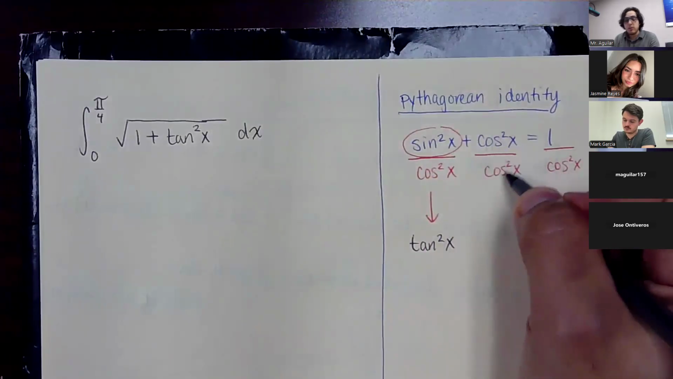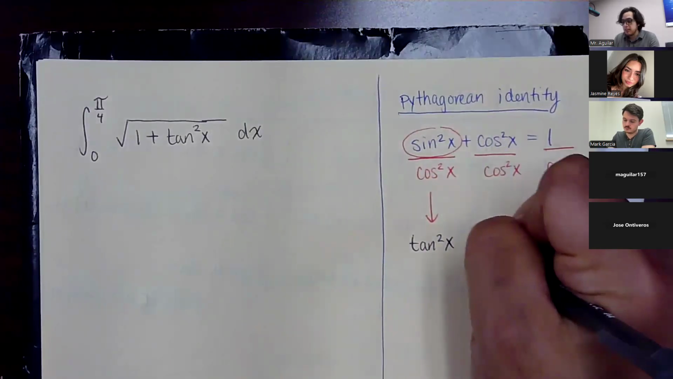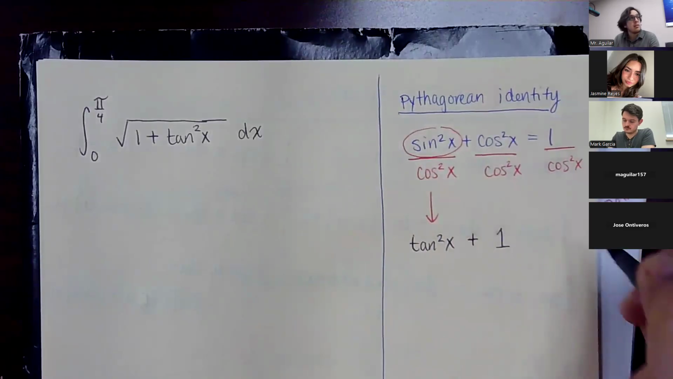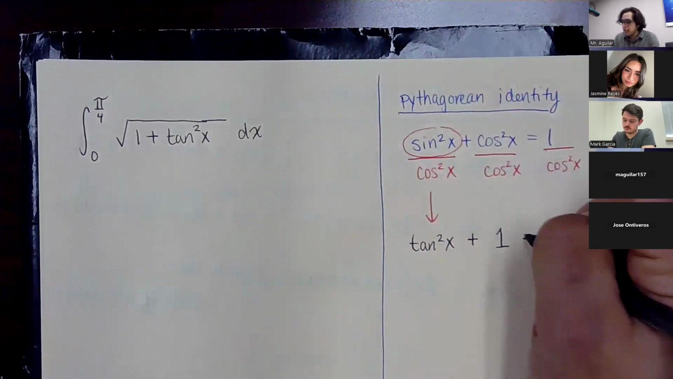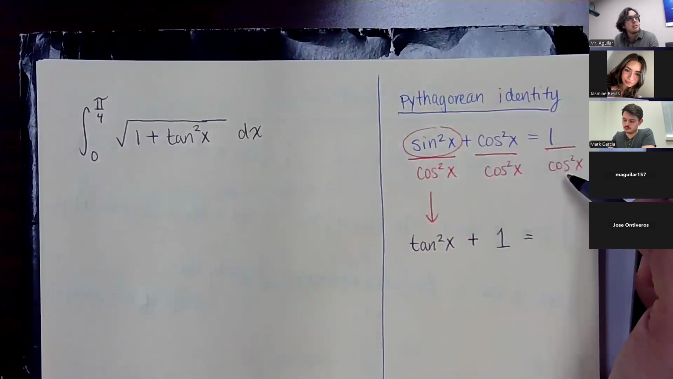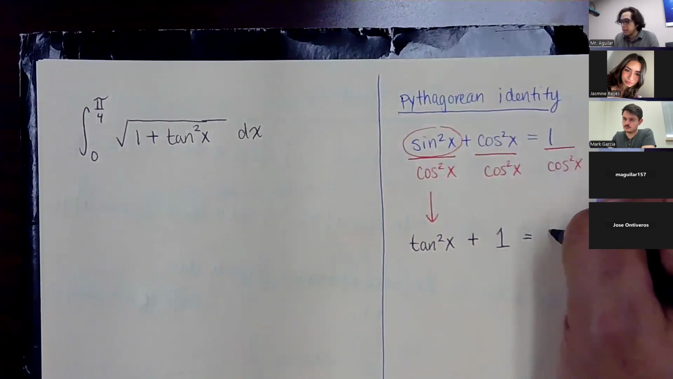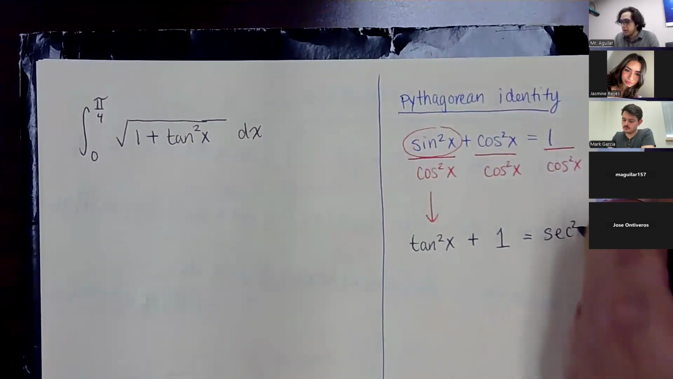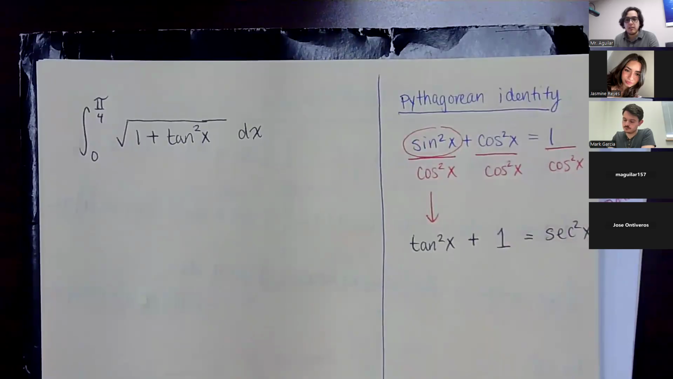Cosine squared x divided by cosine squared x is what? Just 1. And then, do you guys remember what 1 over cosine is? There are little tricks that I remember, but 1 over cosine should be secant. Okay, so that means 1 over cosine squared is secant squared. So that's going to be secant squared x. Okay.